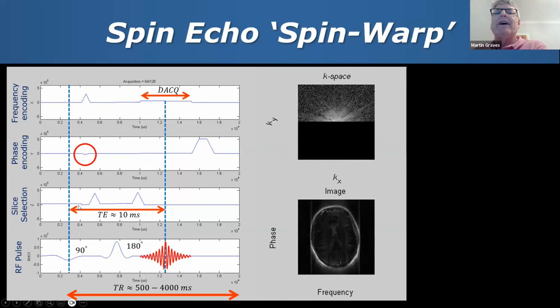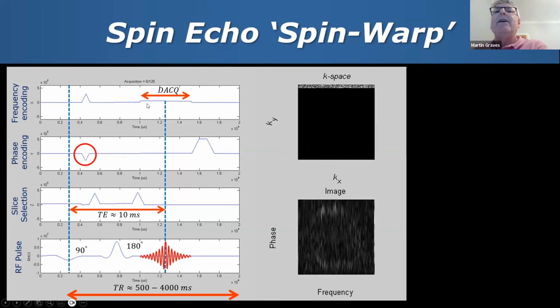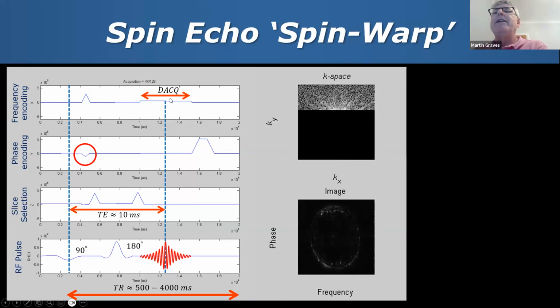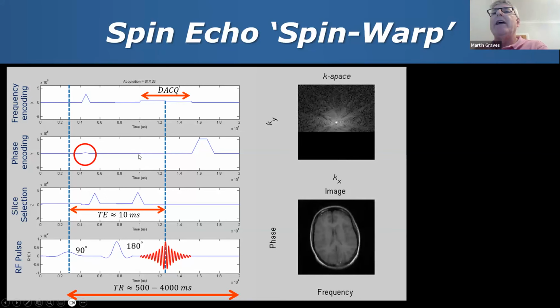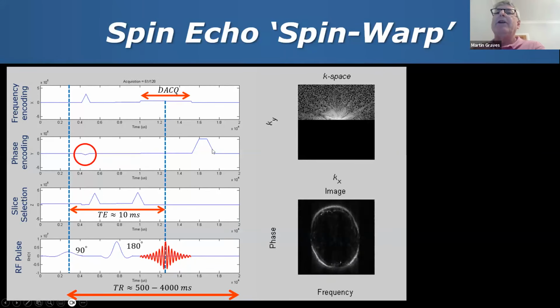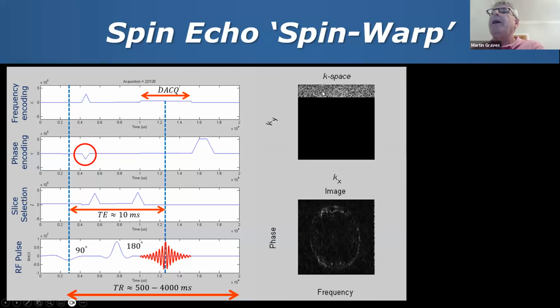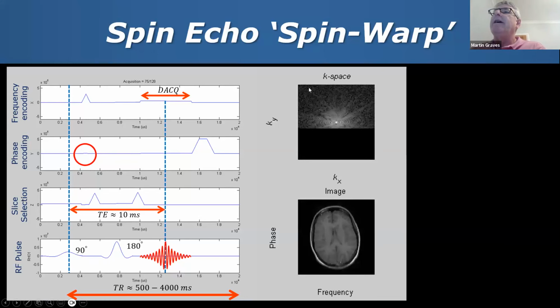We have a slice select gradient, a slice select for the 180. We have a readout gradient here when we're acquiring the echo signal. And we also have here this phase encoding gradient. And that phase encoding gradient changes amplitude on each TR period, and we build up our picture of the raw data like this.